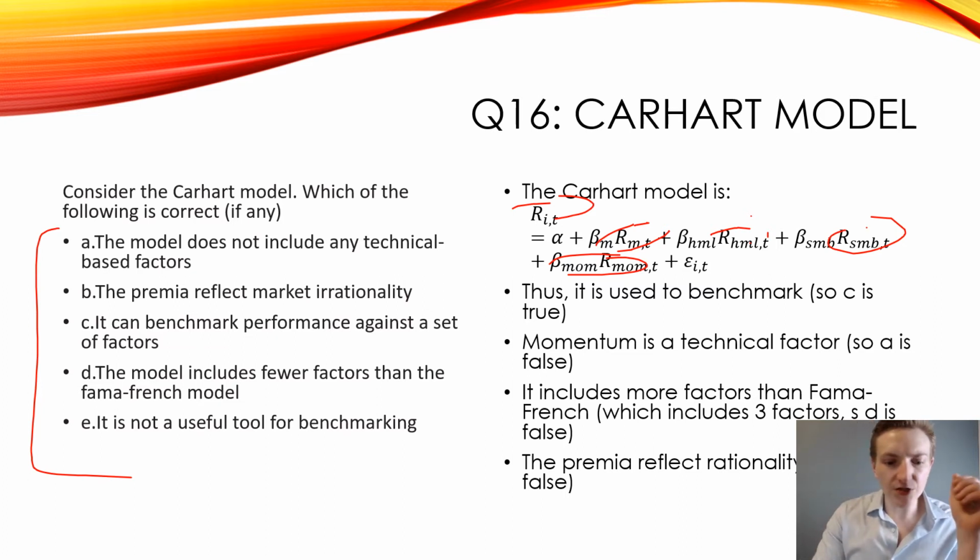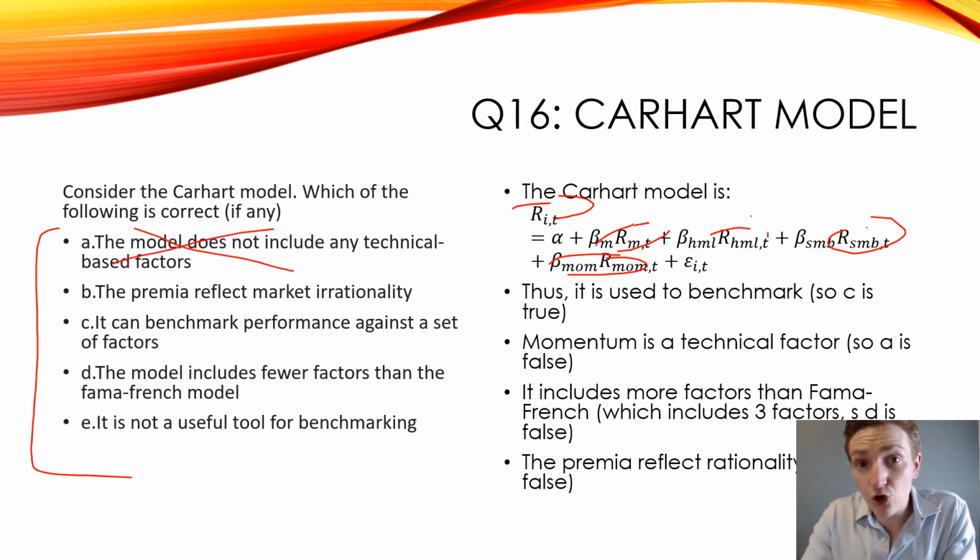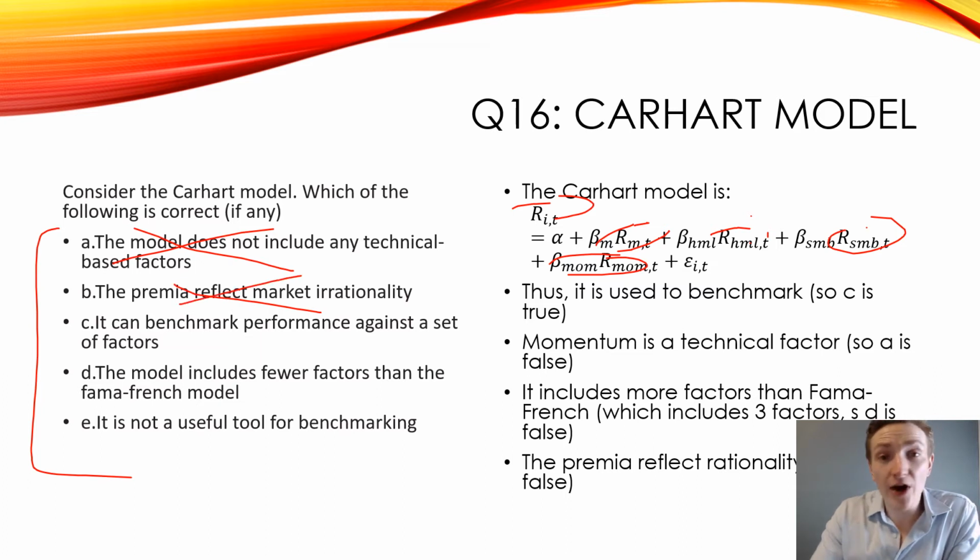The first option is it does not include any technical based factors. That's wrong because momentum is tautologically a technical based factor. The next one is the premia here reflect market irrationality. That again is wrong. These are supposed to be priced factors.